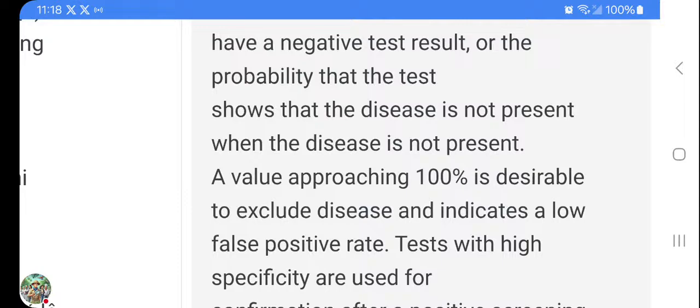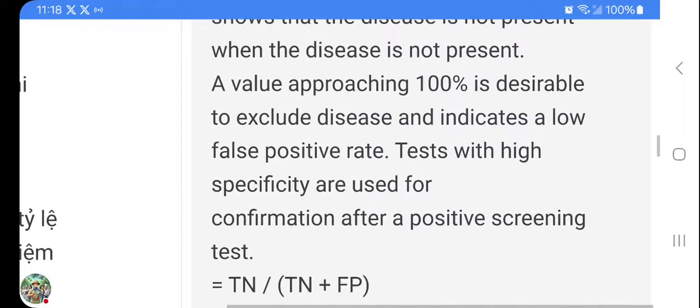Or equal 1 minus the false positive rate, like that, for specificity. Tests with high specificity are used for confirmation after a positive screening test.